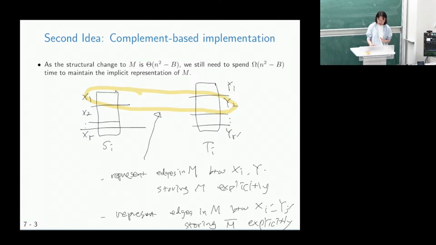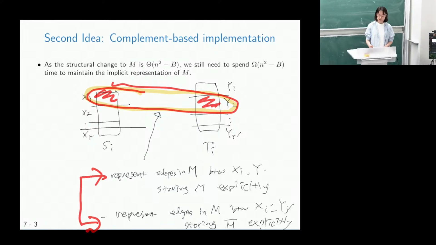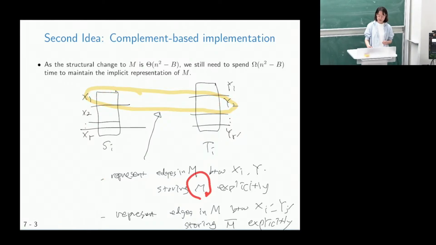Okay, we subdivide Si into a constant number of subsets, and also we subdivide Ti into a constant number of subsets. And to represent the edges in the matching between one subset and another subset, we use one of the two approaches. We store M explicitly, or we store the complement explicitly. So in this way, we can fully describe M for all pairs of point sets.